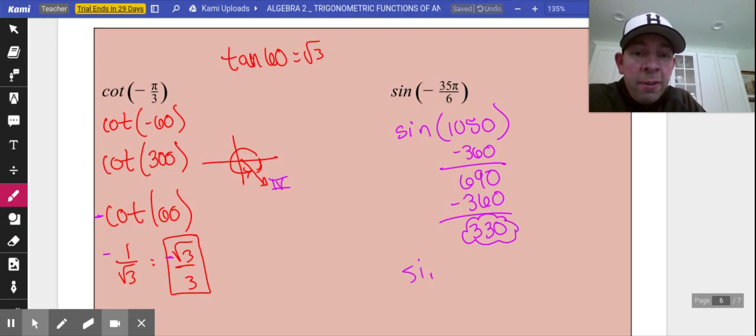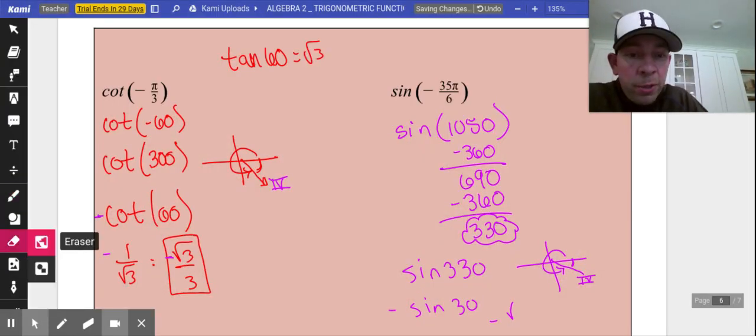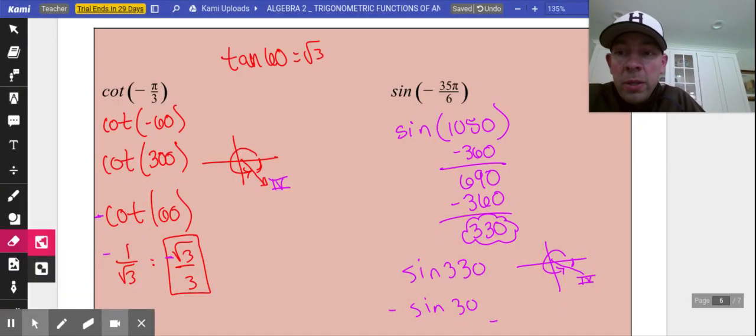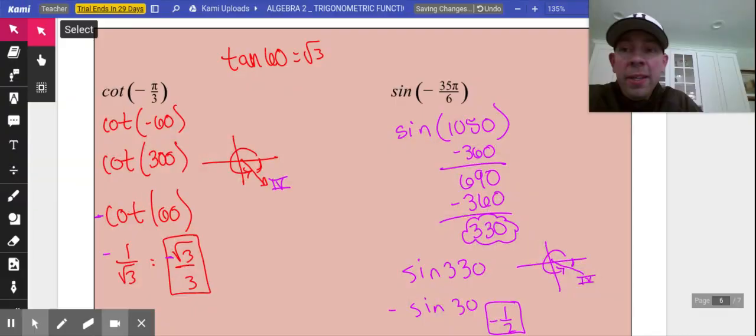So I'm going to do sine of 330. Draw yourself a nice picture, right? The sliver over here is 30, and we're in the fourth quadrant. So I'm going to go negative sine of 30, which makes negative 1/2. I almost tried to say radical 3 over 2, but that's going to be negative 1/2. Again, just got to watch your quadrant and make sure you get the sign right.